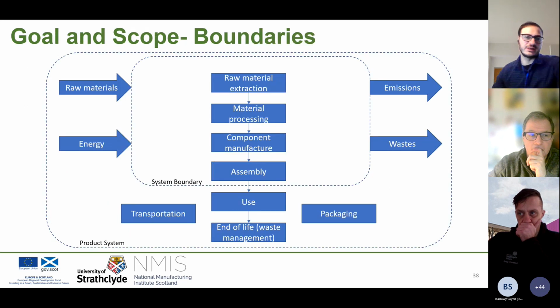So here we see a simplified example of the boundaries. The product system has all the raw materials, the energy, transportation, use, packaging, and many other aspects of the product. And then we draw the line, the system boundaries, around only the things that we're going to look into. So we see that we have selected very few things.